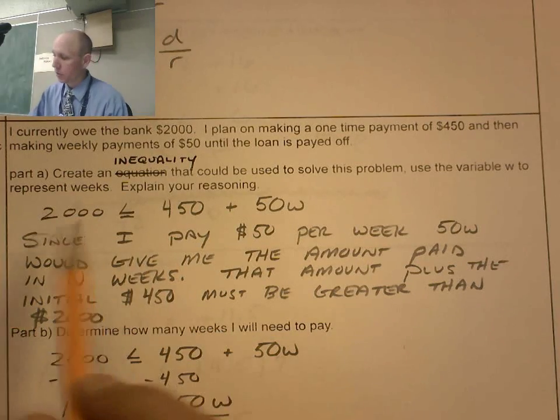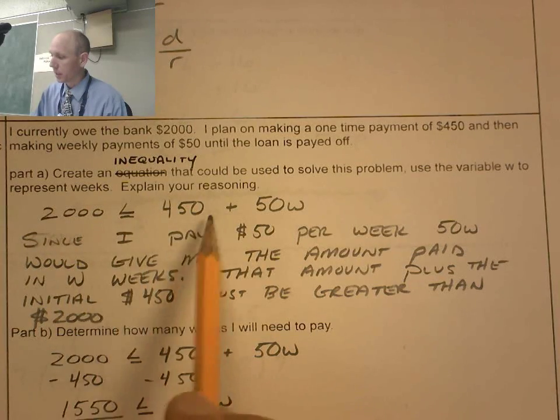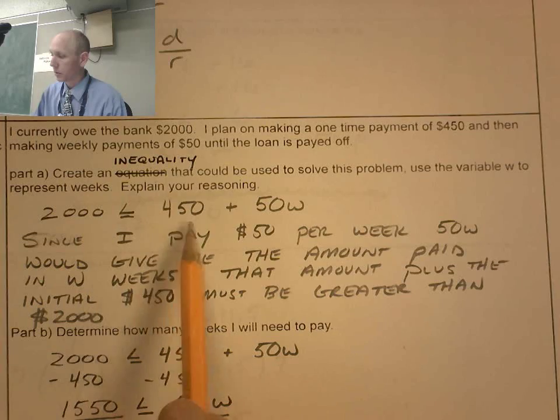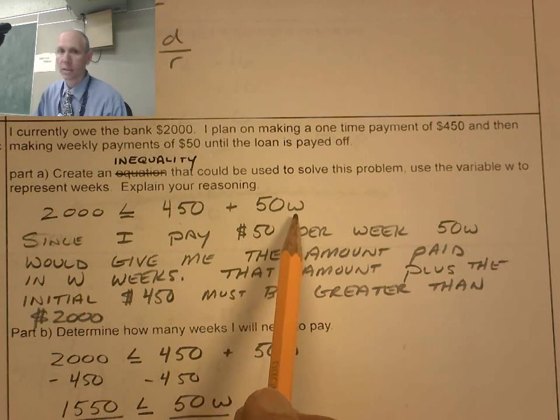So here's my inequality, 2,000, and I need to have more than that, so I've set it up as 2,000 is less than or equal to 450. That's the initial payment, plus $50 times the number of weeks.